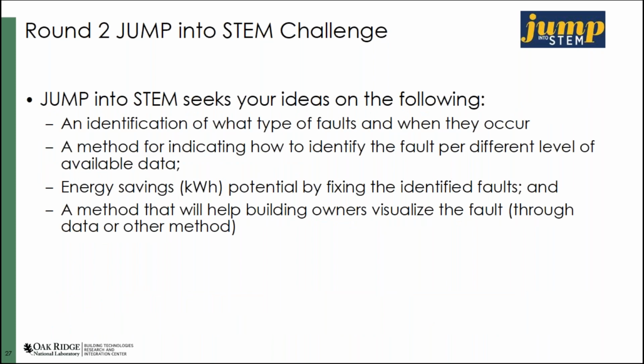So we are looking for your ideas on how to identify when the fault occurs and what type of fault, and what method can be used when you have different levels of data. And if you can find the fault, you may also estimate the energy savings by correcting those faults. You already have baseline data, and if there is no fault, the building will be running like the baseline, but with different weather conditions outside. So with the different weather conditions outside, if you don't have the fault, what's the energy consumption? That's a kind of modified baseline energy.